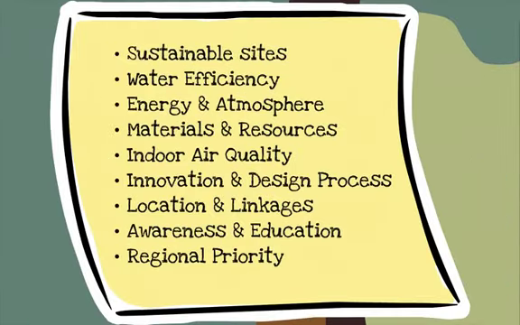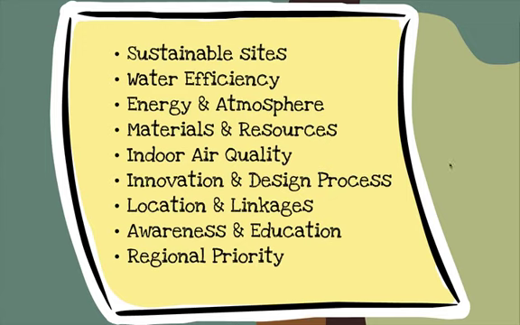Sustainable sites, where they discourage development on previously undeveloped land, look to minimize the building's impact on ecosystems and waterways, and encourage regionally appropriate landscaping. There are also rewards for smart transportation choices, controlling stormwater runoff, and reducing light pollution and the heat island effect. The water efficiency category encourages smarter use of water both inside and out. Water reduction is typically achieved through more efficient appliances, fixtures and fittings, and water-conscious landscaping.